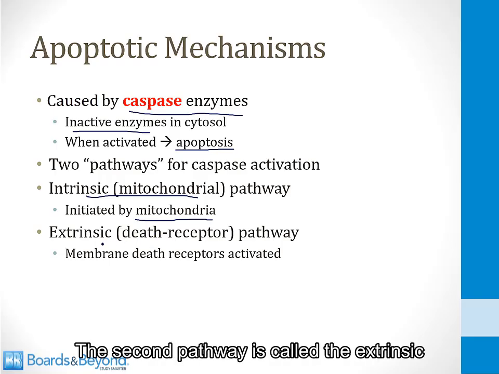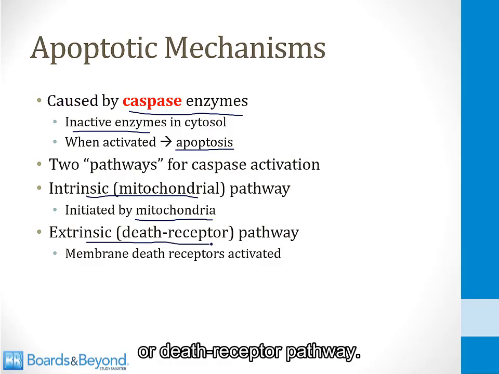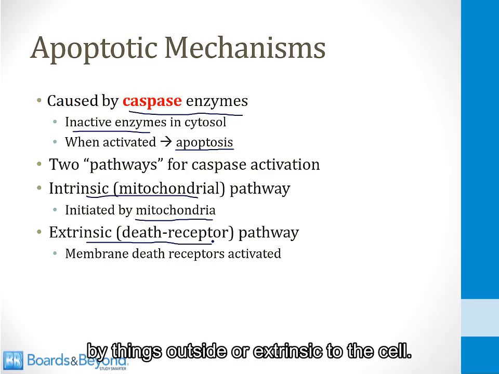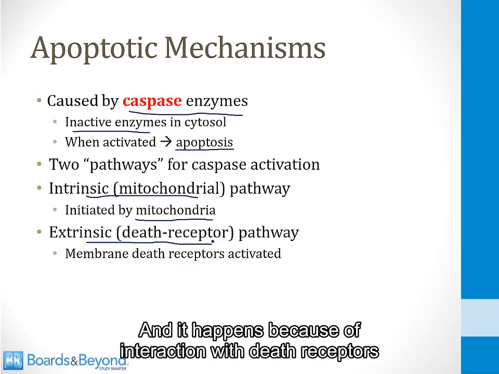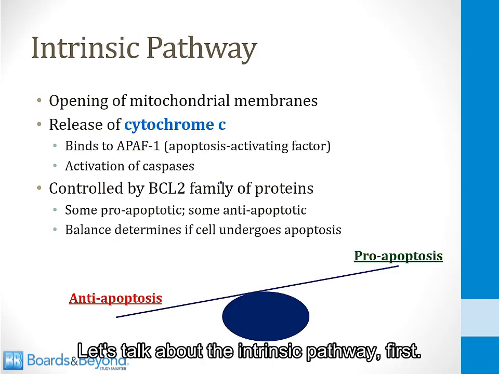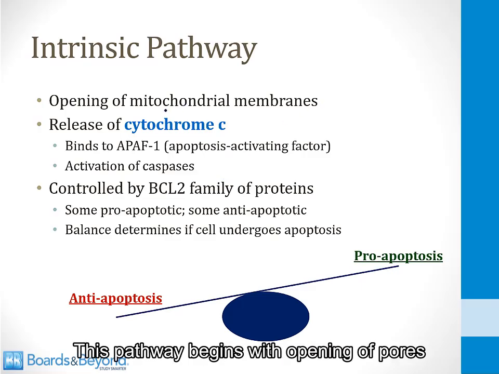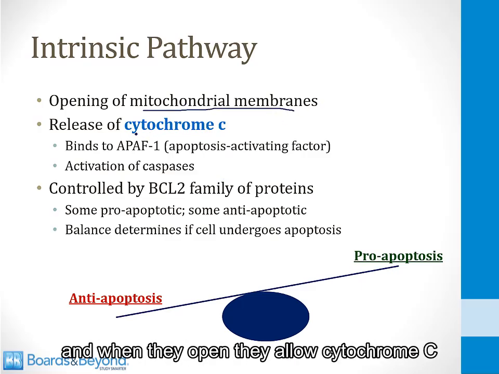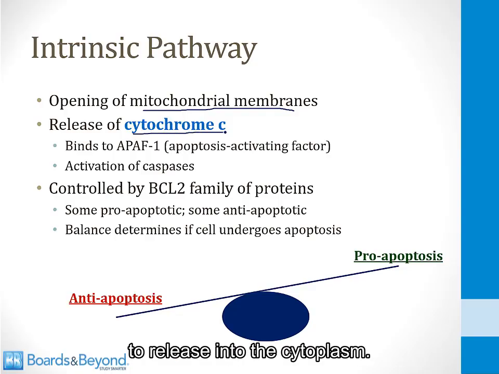The second pathway is called the extrinsic or death receptor pathway, and this gets its name because this is activated by things outside or extrinsic to the cell, and it happens because of interaction with death receptors found on the cell membrane. Let's talk about the intrinsic pathway first. This pathway begins with opening of pores in the mitochondrial membranes. And when they open, they allow cytochrome C to release into the cytoplasm.